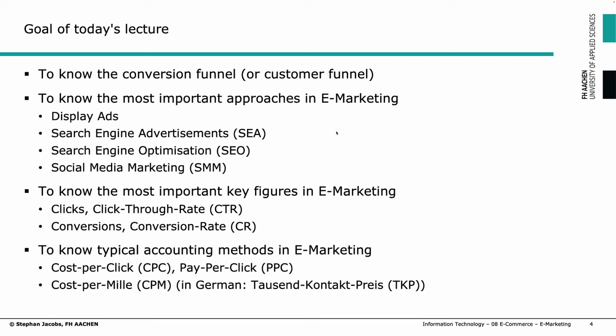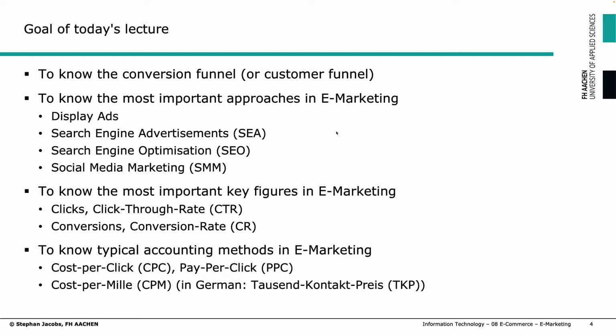What can we do with this information we gained by tracking? That's a topic for today, especially when you look at different marketing activities in your web shop. The first thing is you should understand the conversion funnel or customer funnel or purchase funnel. Then you should know the most important approaches in e-marketing, which are display ads. You can do advertisements using search engines, both by ads and by optimization. And there is social media marketing, and probably you have observed that companies are there as well, simply to be placed and to be visible.